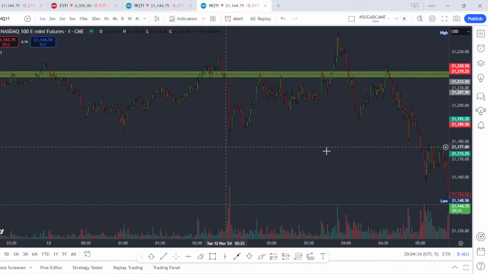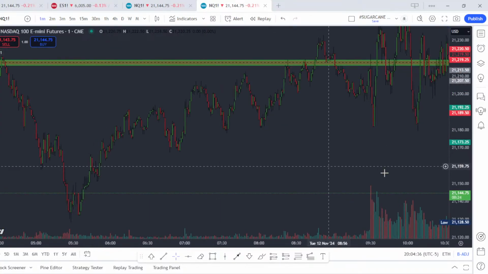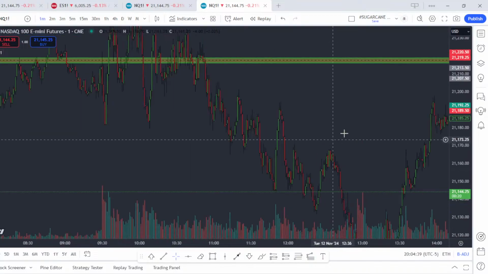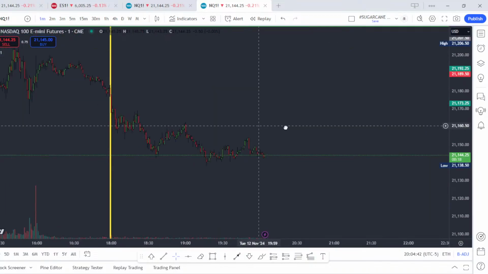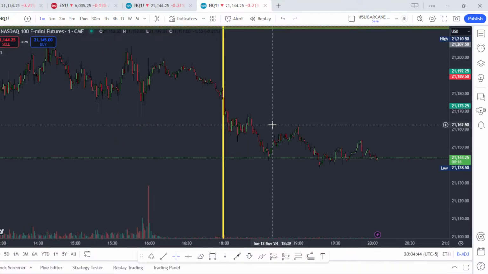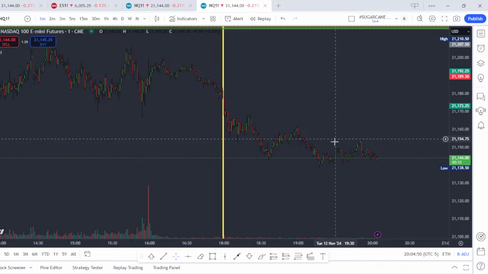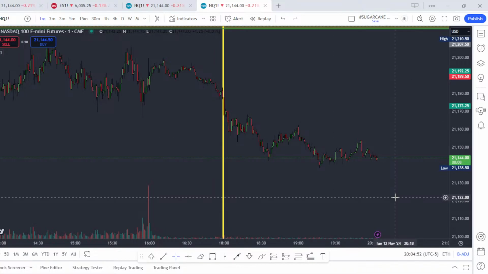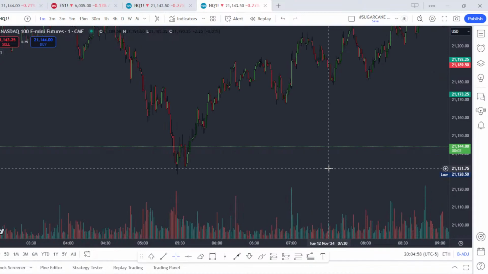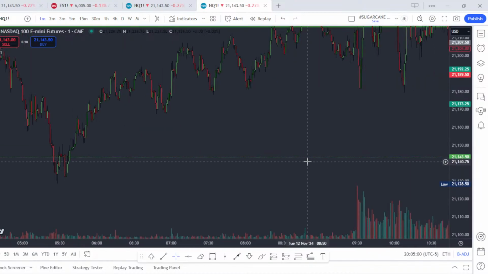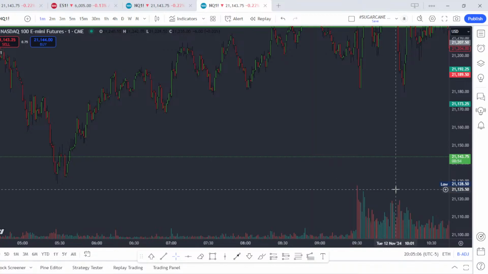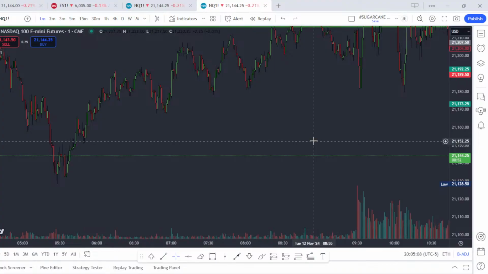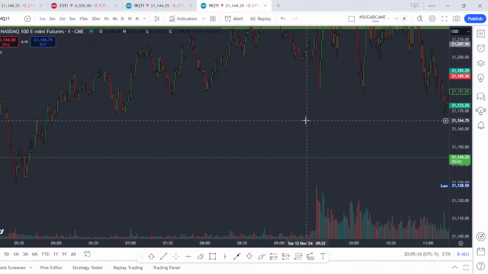All right, the last thing we're going to do is go over how I can look and make sure that I'm trading with the side most likely to win, right? What does that mean? Which side is strongest right now?